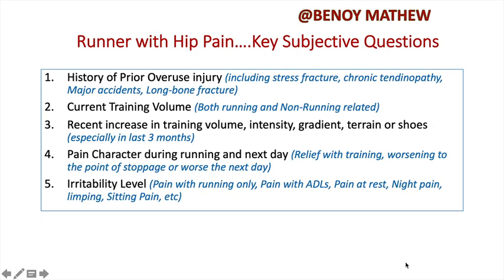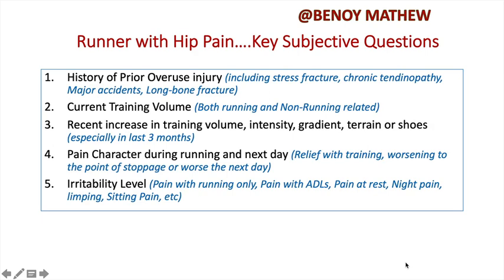And what is the character of the pain? Does it improve, does it warm up, or is it worse the next day? Do they limp? Is it bad enough for them to stop training, or do they just have to modify it? And how is the irritability? Do they have any resting pain? Do they have night pain? Do they have limping? How long can they sit without pain? All these factors will give us an idea of what sort of pathology is driving the patient's symptoms.